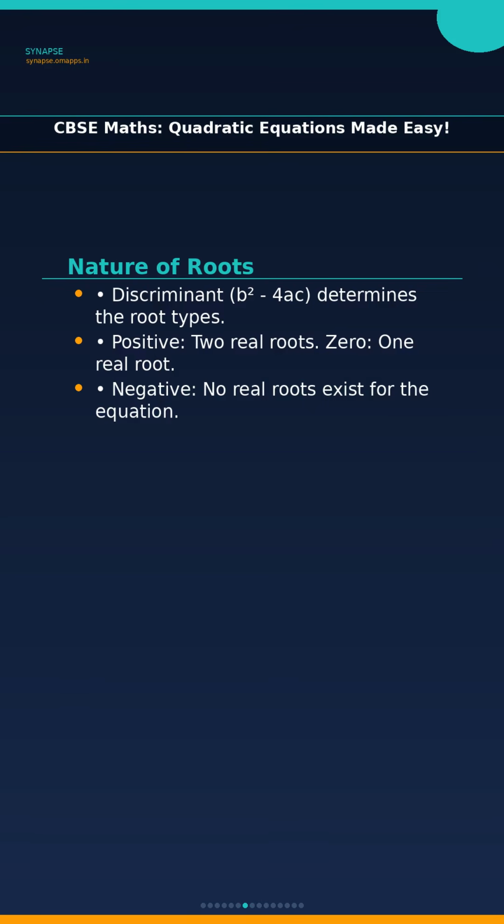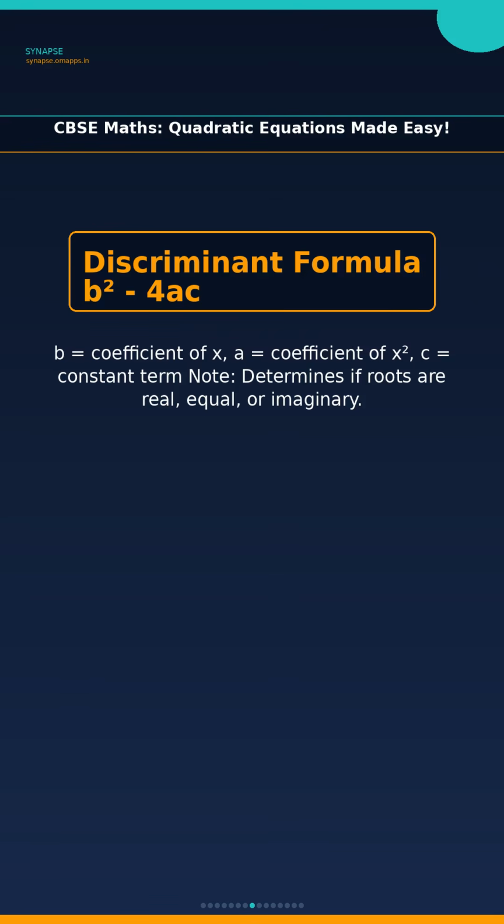The discriminant, b squared minus 4ac, is like a secret code. It tells us if the equation has real solutions, one solution, or no real solutions at all. Pay close attention to this. The discriminant, b squared minus 4ac, tells us everything about the nature of roots. Notice that we only use the coefficients a, b, and c from the original equation.